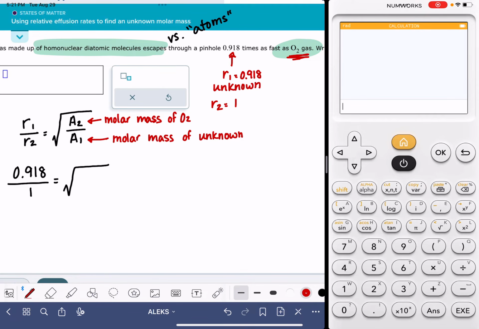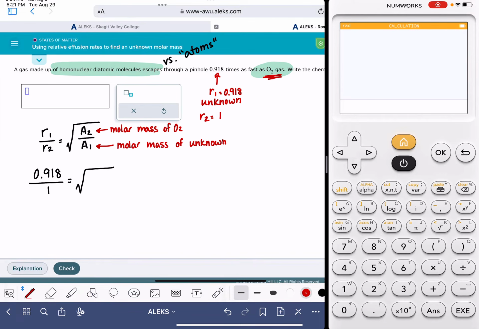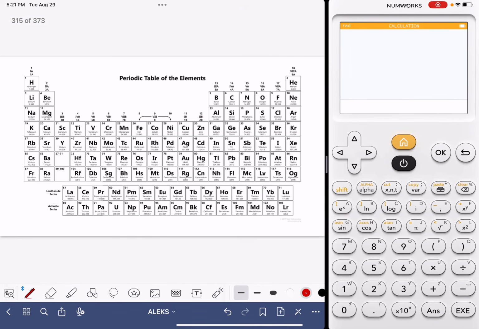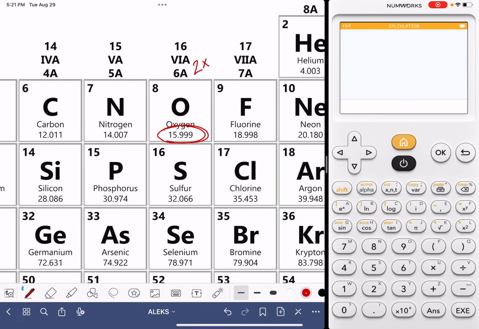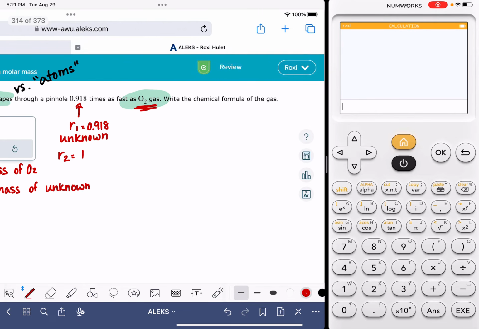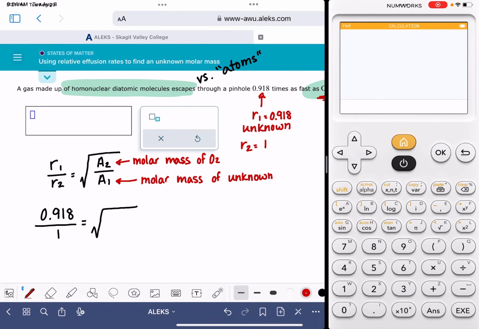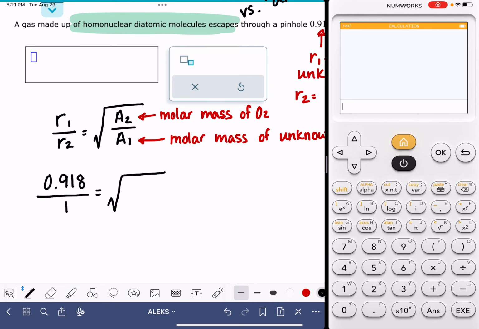And this is where the periodic table is going to come in handy to get the molar mass of O2. We're going to take a look at the periodic table and find oxygen. It has an atomic mass of 16. We've got an O2 molecule, so the molar mass is going to be 2 times 16, which is 32 grams per mole. And so we're going to plug that into the equation right here. 32, I'm going to leave off the units, grams per mole, because A2 has units of grams per mole and A1 also has units of grams per mole, and they're going to cancel each other out.